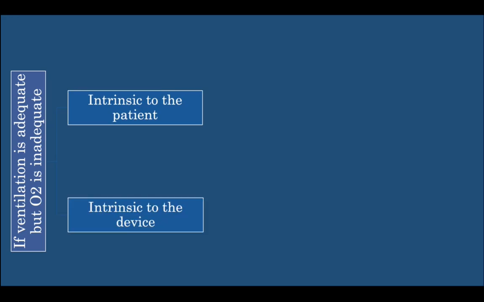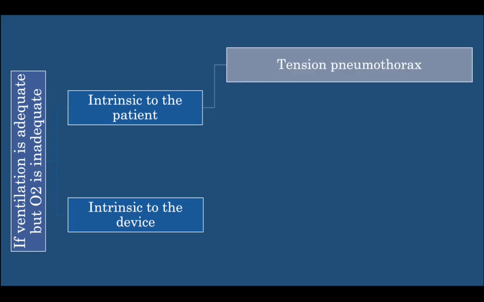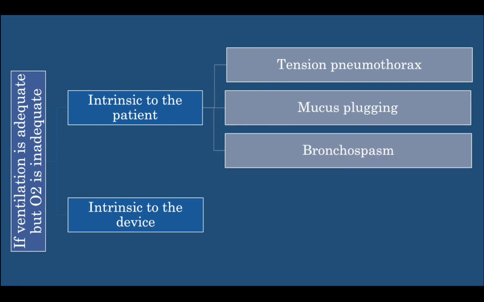Now, as you're troubleshooting, you may have a patient where you can ventilate them. You have chest rise, you have end tidal, but the sats just aren't coming up. If this is the case, you have to ask yourself, is the problem intrinsic to the patient or is it intrinsic to the device? Things that are intrinsic to the patient are things like a tension pneumo. An iGel won't fix that. That person needs a needle decompression, mucus plugging, or bronchospasm. So remember, our patients who have asthma or COPD may have high airway pressures, and the iGel doesn't have a strong enough seal to ventilate these patients. Sometimes mucus plugging or bronchospasm causing high pressures may require intubation.